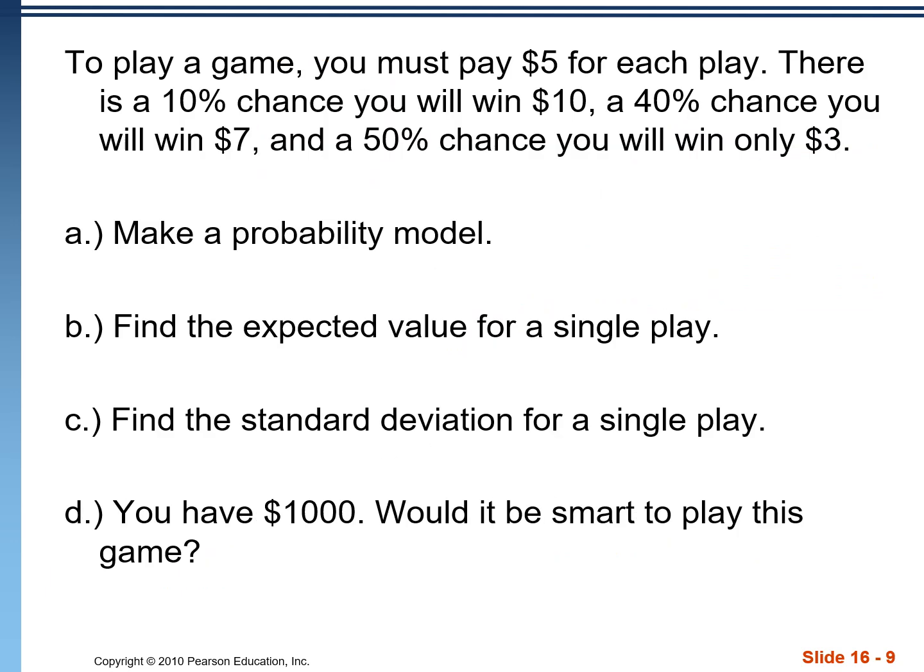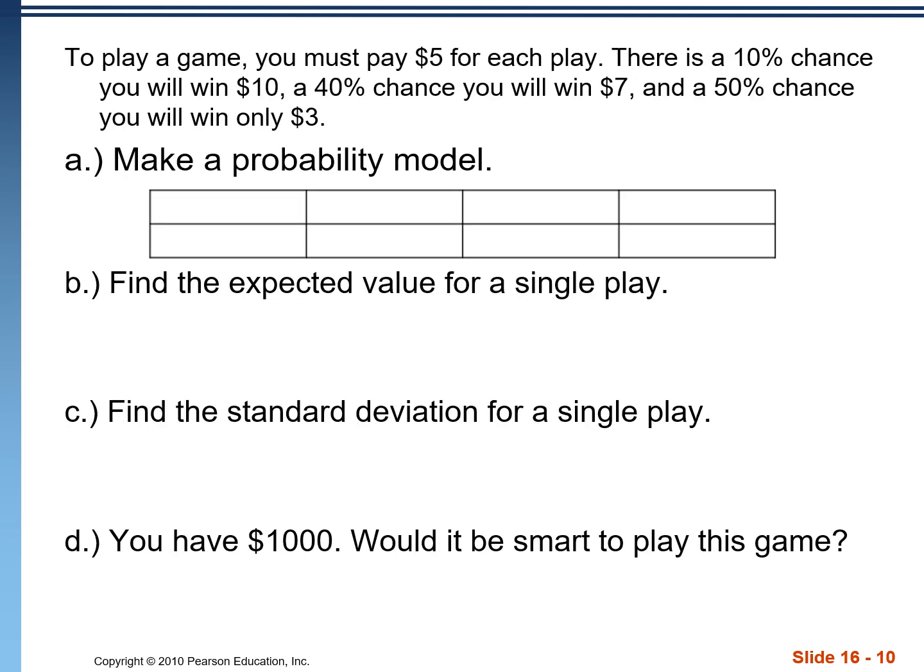So let's wrap up with this example here. To play a game, you must pay $5 for each play. There's a 10% chance you will win $10, a 40% chance you will win $7, and a 50% chance you will win only $3. So to start, we want to make the probability model.